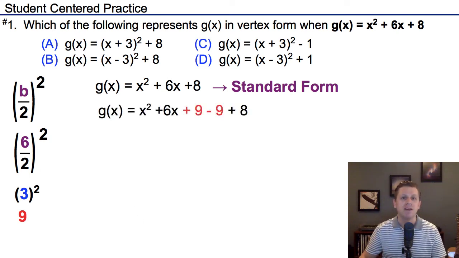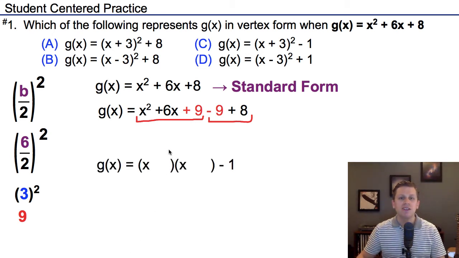of the function. These left three terms are a perfect square trinomial that will factor. These right two terms are just constants that we can combine. Negative 9 plus 8 is negative 1, and I know the three terms to the left will factor. To factor those, I need two numbers that should multiply to 9, but also add to 6. Anytime they multiply to a positive, but also add to a positive, both numbers will be positive.